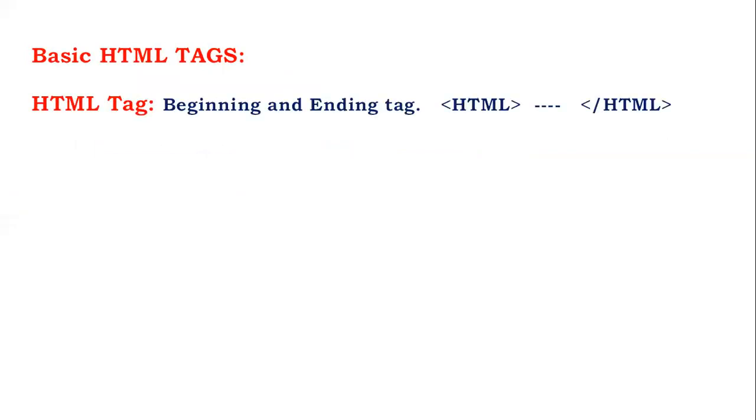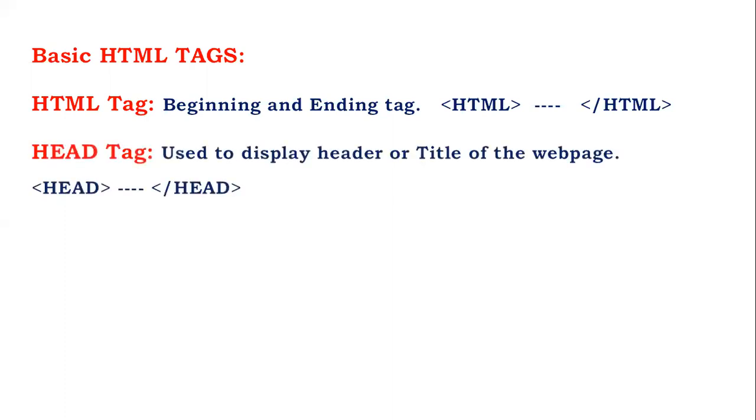Next, basic HTML tags. The HTML tag is the beginning tag. It is the starting tag when we are writing an HTML program. And as I said earlier, most of the tags have both a beginning tag and an ending tag. Here the HTML tag is the starting tag, the beginning tag, and it has both the beginning and ending tag. This HTML tag is used to generate a web page.